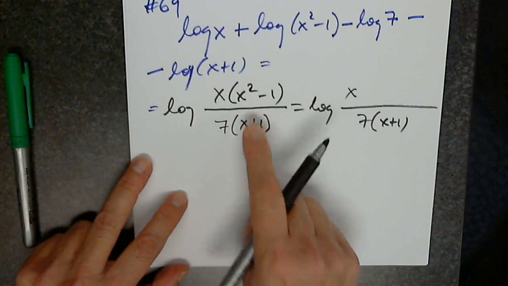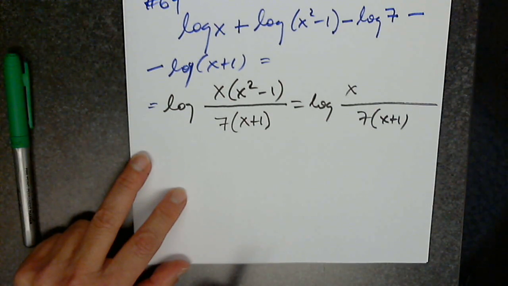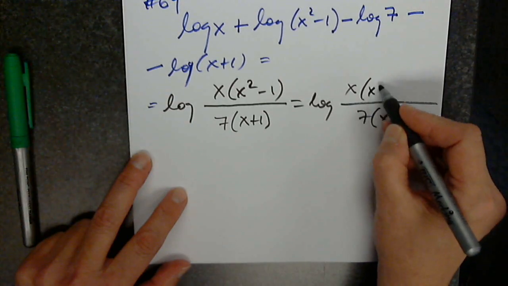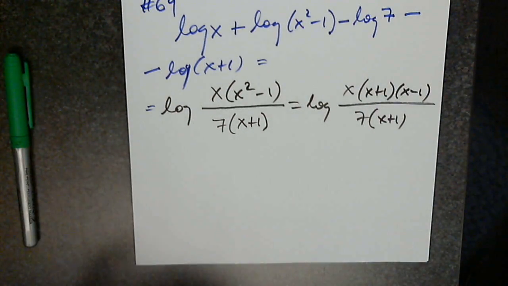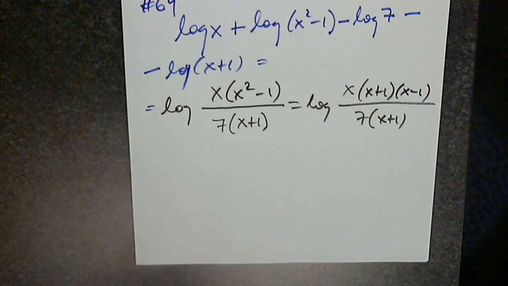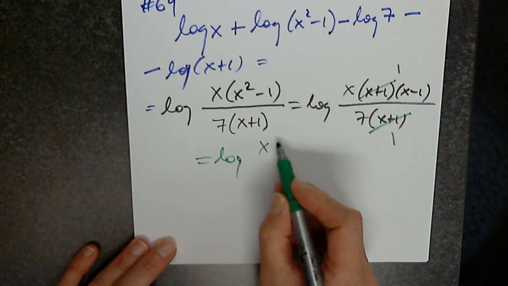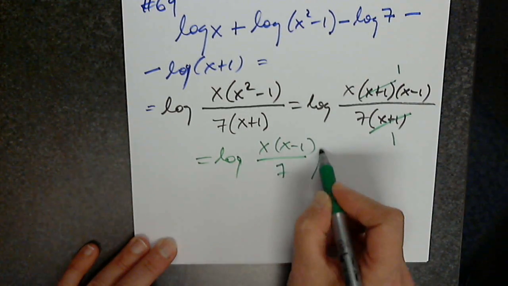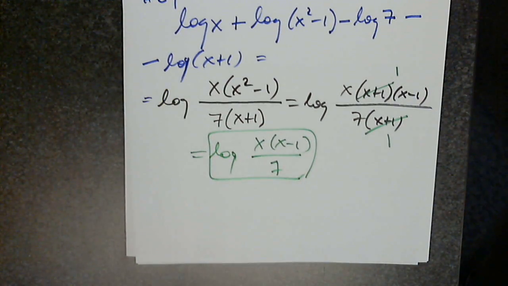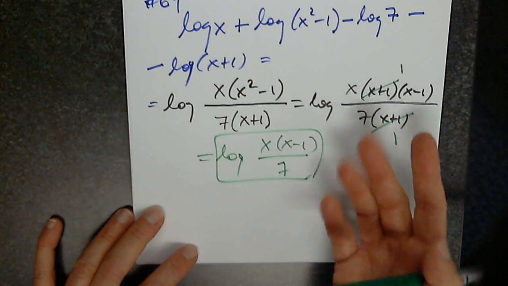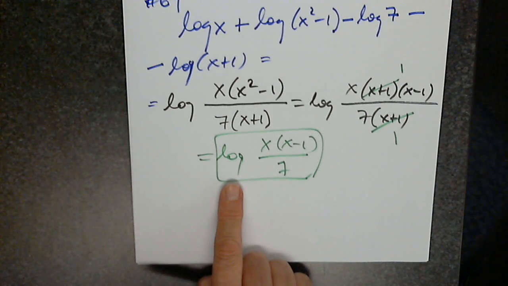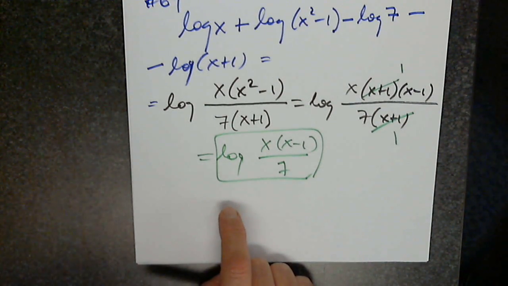So how do I factor x squared minus 1? Very good. And one factor goes away. That factor is? So the simplified form is log x minus 1 over 7. And we condensed an expression that had 4 logs into an expression with 1 log. Good. That's all I want to hear. When I hear that, I feel like I did my job. Very good.